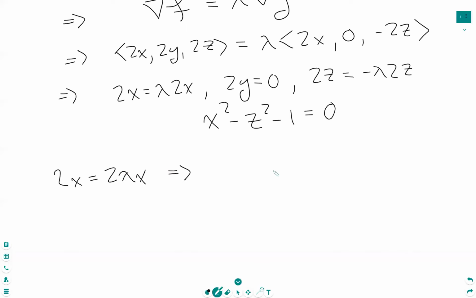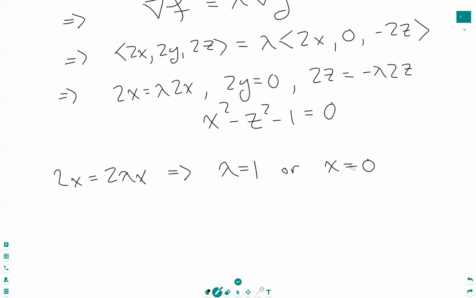This gives us that either lambda is equal to 1 or x is equal to 0. Those are the only two instances that this is true for. If lambda is not equal to 1, if it's equal to something else, then I have 2x equal to another multiple of x, which can't possibly be true unless x is equal to 0. So I have this either-or statement.